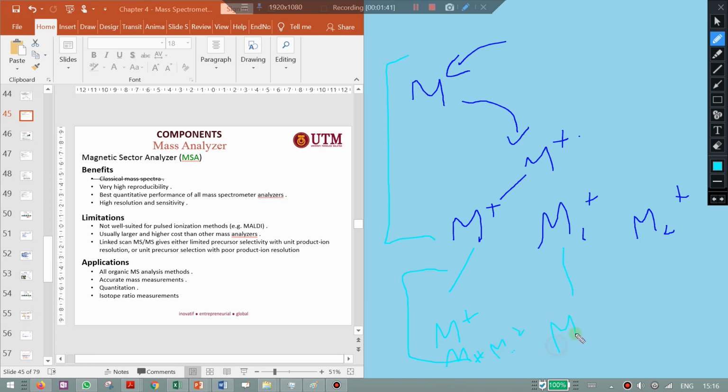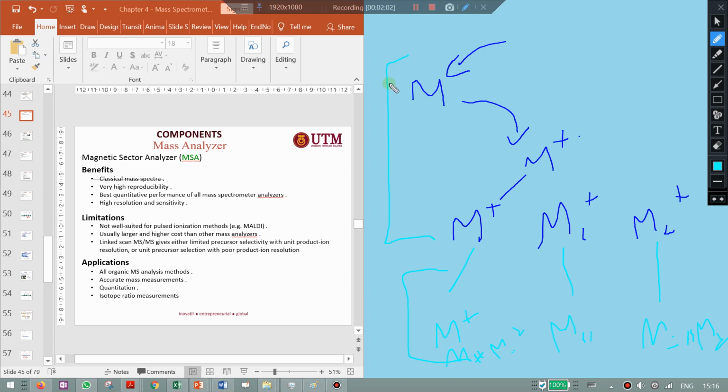From here maybe we can get M11, or M22, or M21, or M22. So we selected the precursor ion from over here, and from the precursor ion over here we select the fragment ion. Okay, again, saya akan explain again, takut saya sendiri confused.